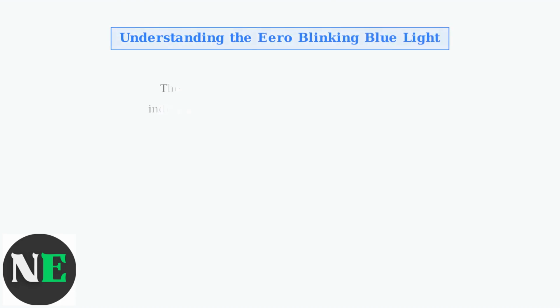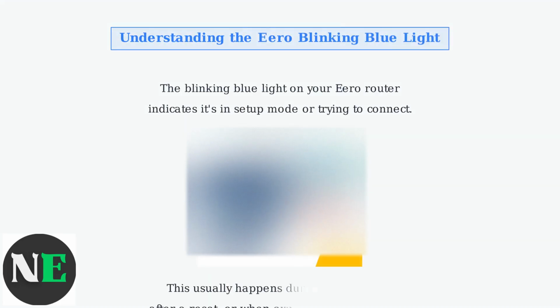The blinking blue light on your Eero router indicates it's in setup mode or trying to connect. This usually happens during initial setup, after a reset, or when expanding your network. A slow blink, once per second, means it's ready to pair.